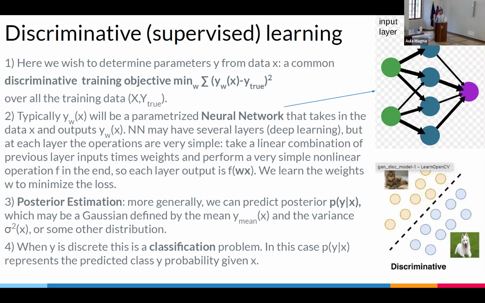Now, when y is discrete, this becomes a classification problem, and so you can talk about cats and dogs, but more often than not, in physical sciences, we have continuous variables, continuous y, and so this is therefore a regression problem.